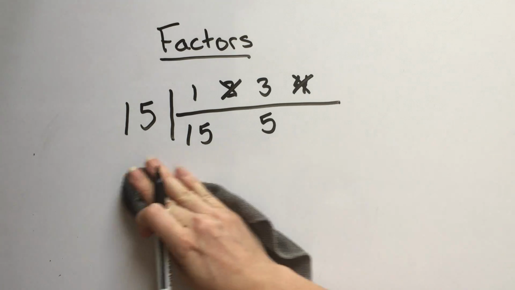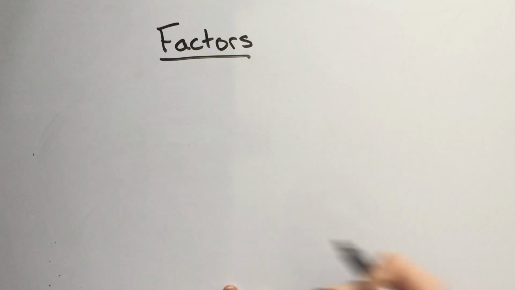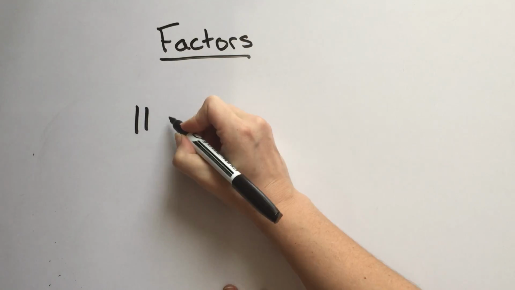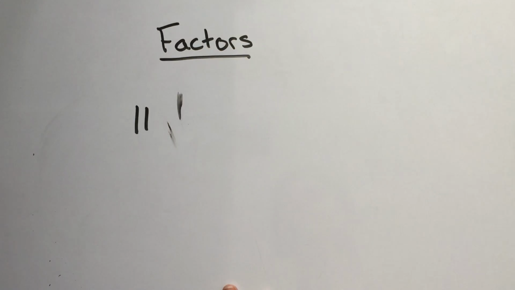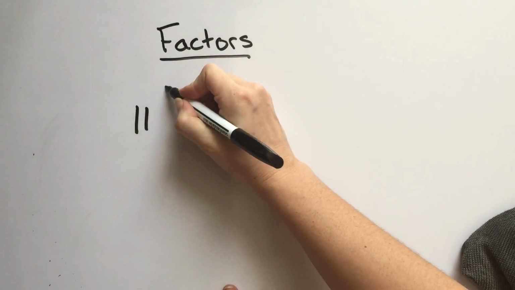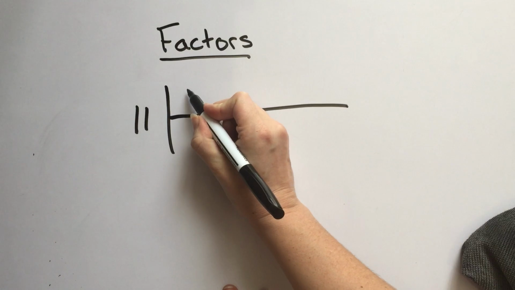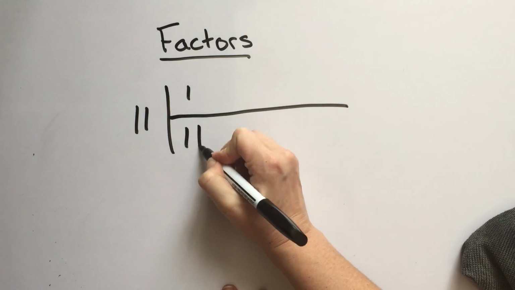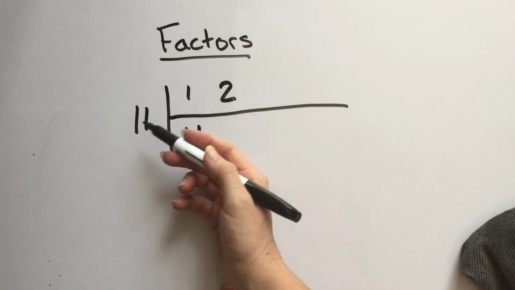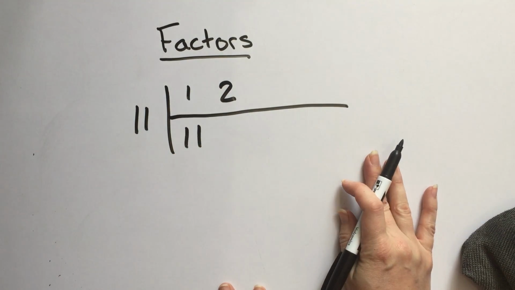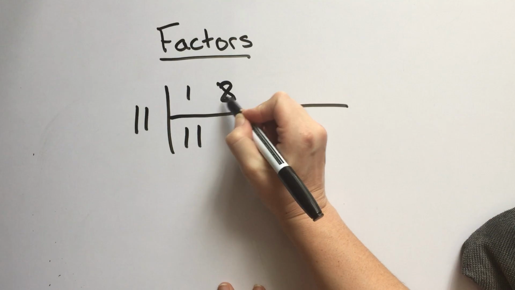All right, let's do one more. Let's try 11. Oop, meant to draw my T. All right, so I know automatically 1 and 11. All right, 2. Can I do 2? Well, no, because 11 is an odd number, so 2 definitely won't work.